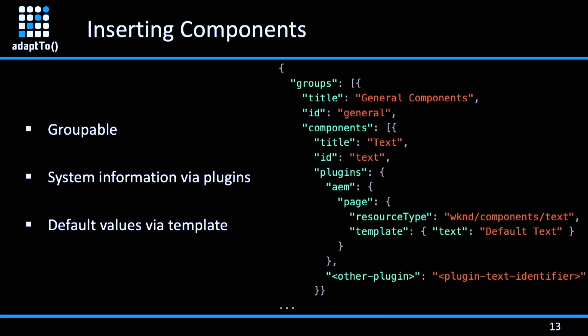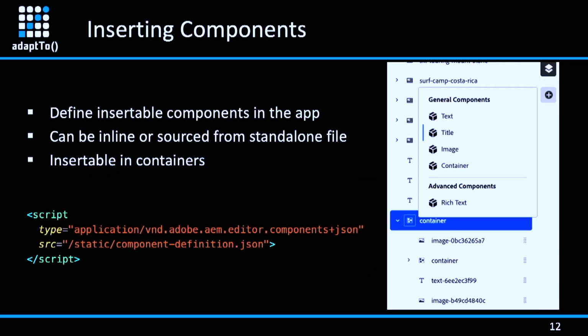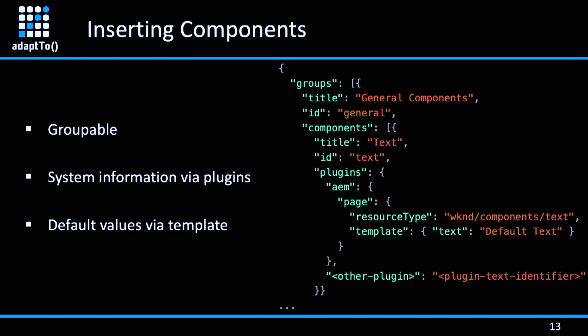And how does it look in this component definition, which, by the way, you can declare either inline or source from an external file. You can declare that you, for example, want to use a text component, which is going to use the AEM plugin. So it's information for the service on which plugin to use to persist. And it comes with a specific resource type and the default value.